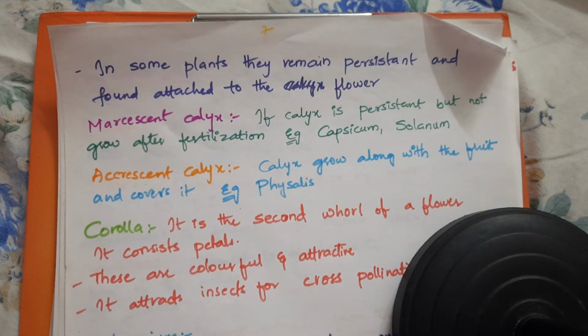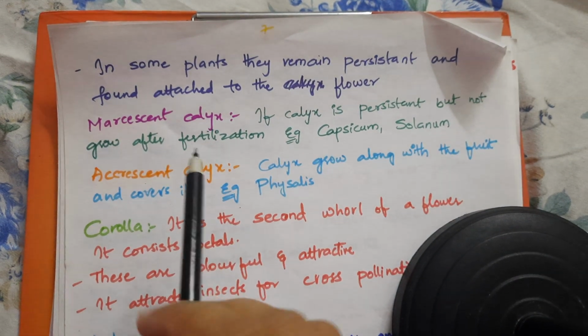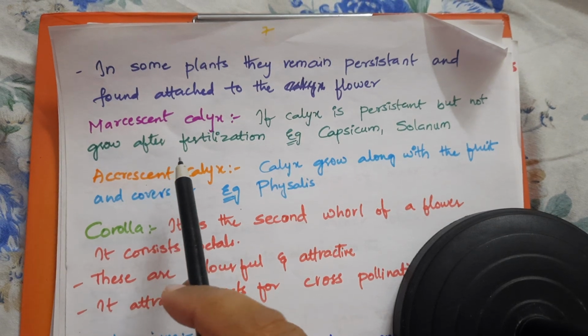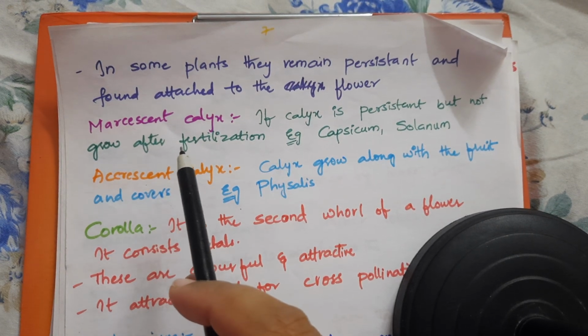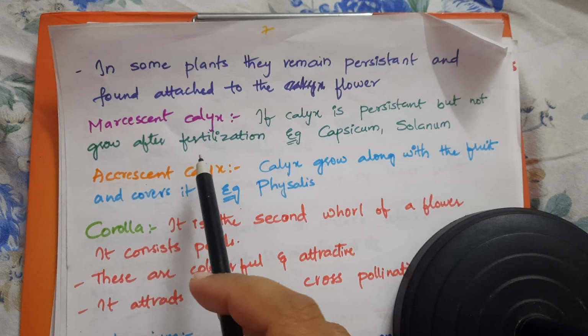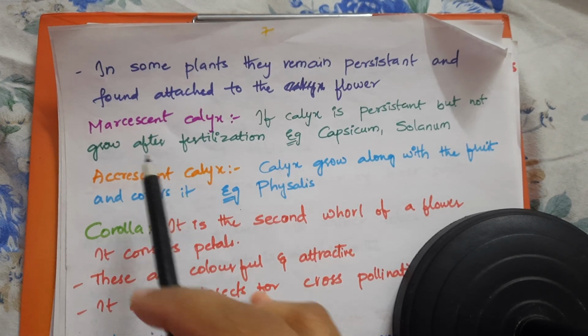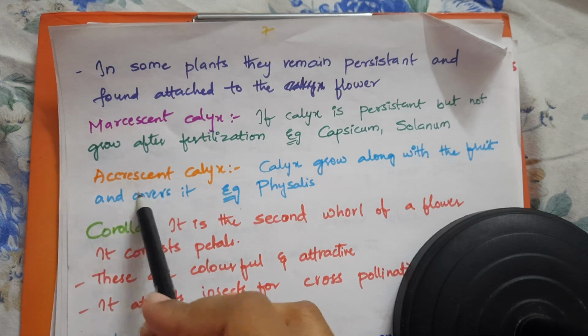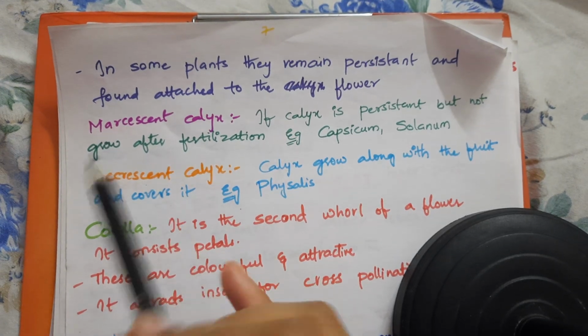So this is about the calyx. That is the outermost part, and whether the sepals are united or free: if they are free, that is polysepalous; if fused, we call it gamosepalous. Then marcescent and accrescent. This is all about the calyx.